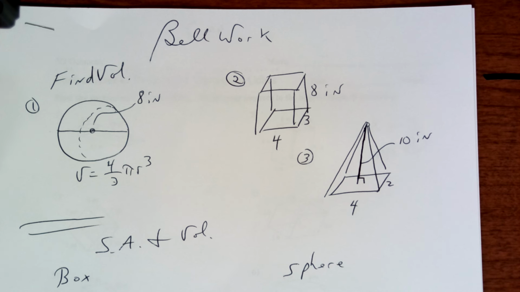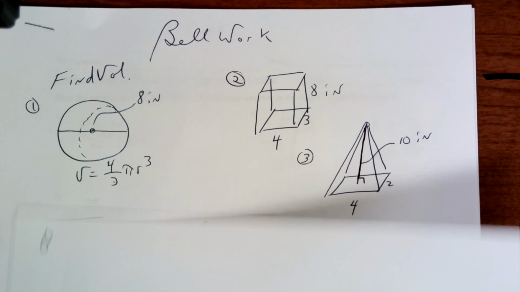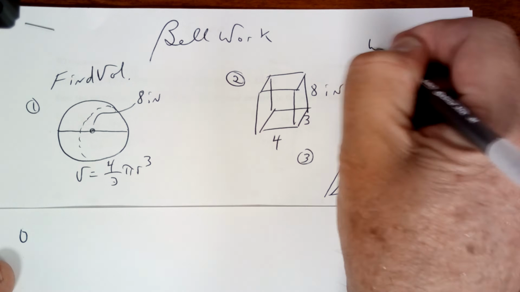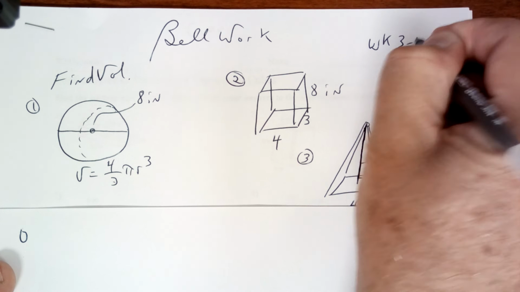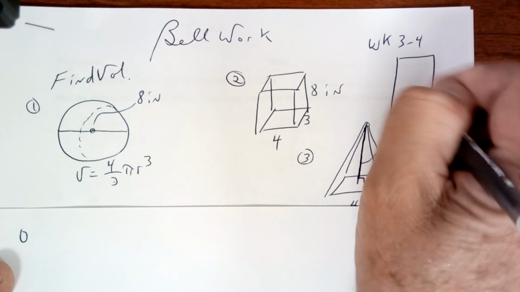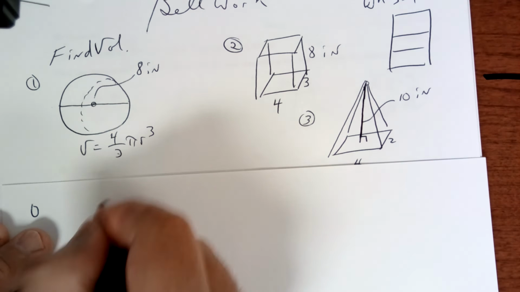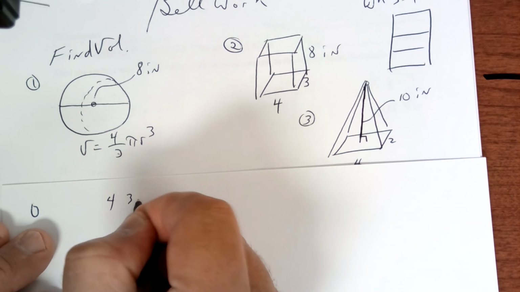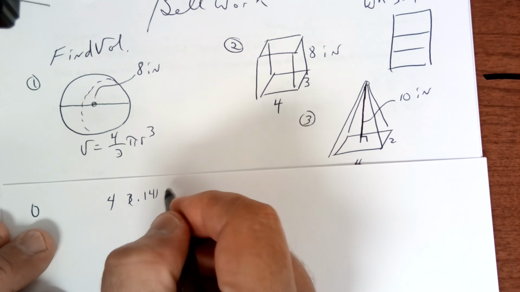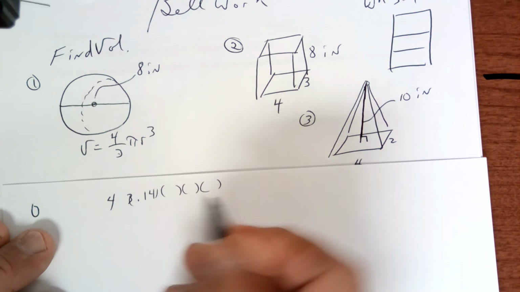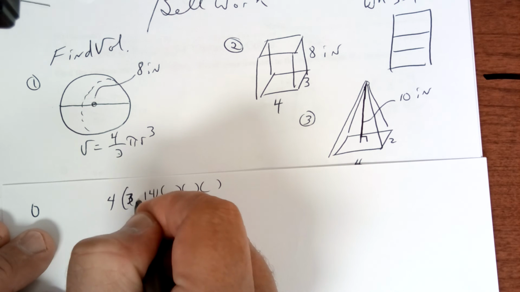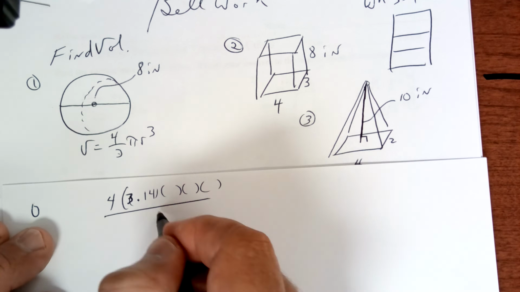Hello and good morning. Let's take a look at how to find volume. And by the way, we're in week 3-4. Okay, so it's going to be 4 times pi times the radius cubed. And so divide it by 3 would be the last thing you do.